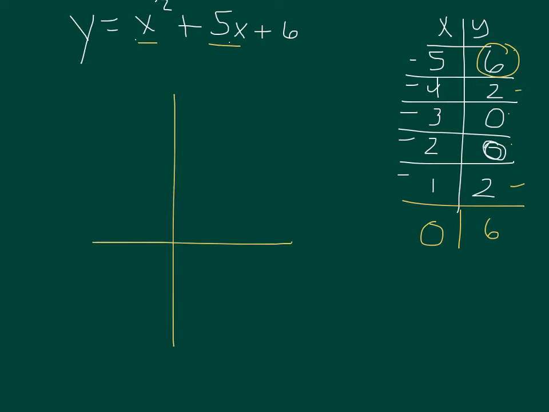So I have negative 5 is 6. I have negative 4 is 2. I have negative 3 is 0. I have negative 2 is 0. I have negative 1 is negative 2. And 0 is 6. I'm just going to draw this one as best as I can. I'm going to redraw this because it's not good enough.